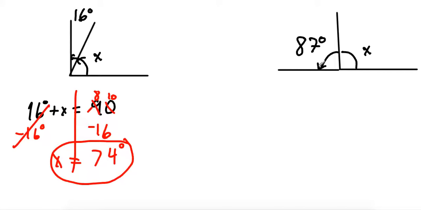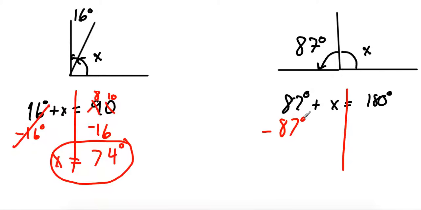Over here, this is a supplementary angle. We can tell because we have a straight line over here. So I'll be writing 87 degrees plus x equaling 180. I'm going to solve for x on both sides, so I'm going to subtract 87. This will cancel out. Over here, I'll subtract 87. And again, I'll have to do a little bit of borrowing. 10 minus 7 is 3. I'll have to do a little bit more borrowing again. 17 minus 8 is 9. So I have that x is equal to 93 degrees.